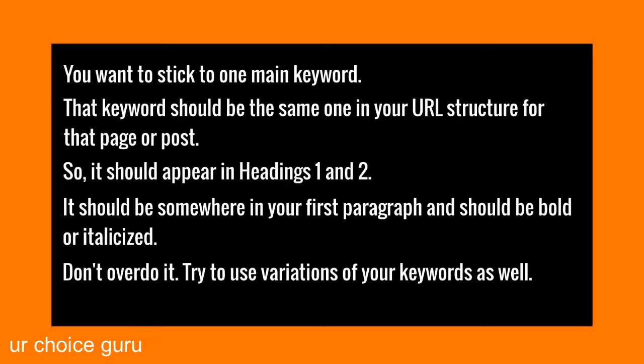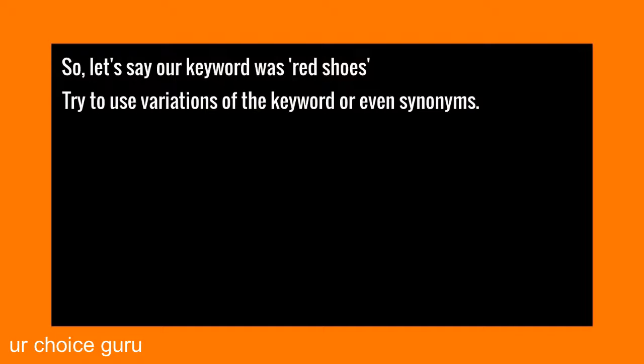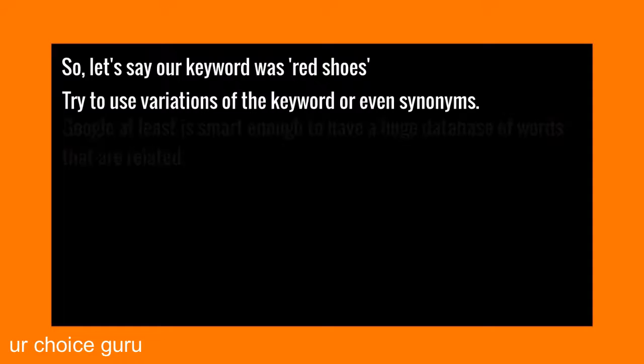You got to remember, you're writing first and foremost for the human being first. So when you put it in your text, you got to make sure that it is going to make sense to the human being. And you want to try to use variations of your keywords as well. So let's say, for example, let's use the example that we talked about earlier in the URL structure video, which was red shoes. So you want to try to use variations of the keyword or even synonyms.